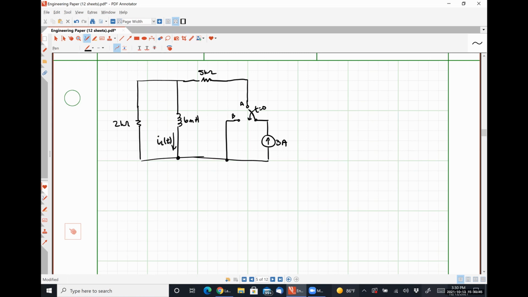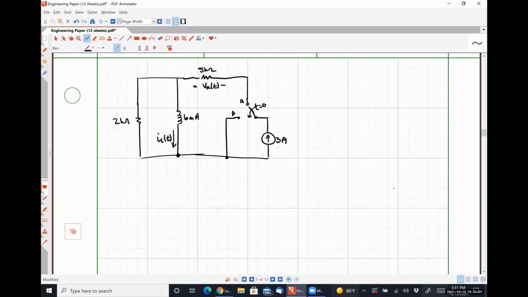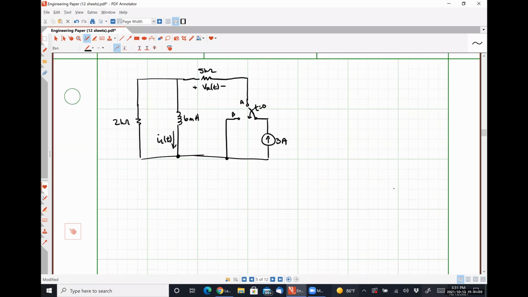Here's IL of t, and let's do this voltage, VR of t. Okay. So we analyze the circuit at t is equal to 0 minus.